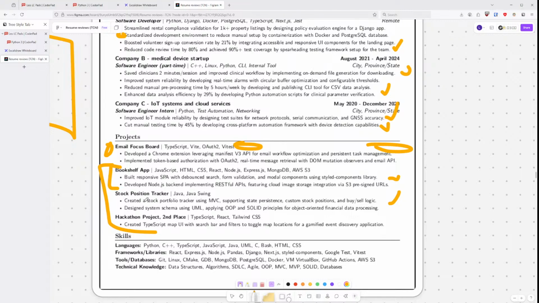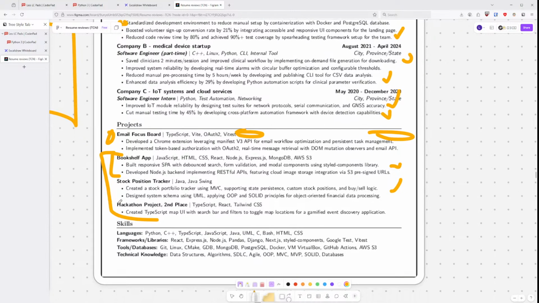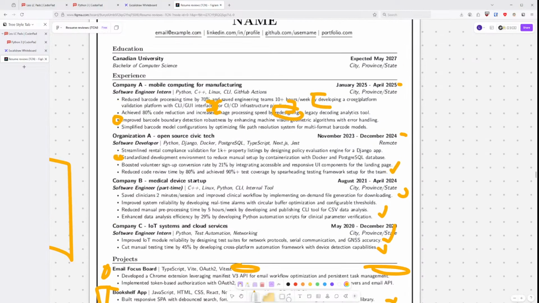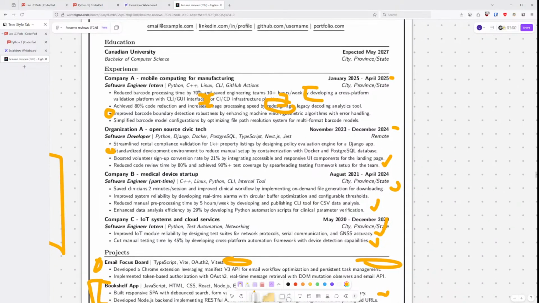What is this? What's the backend here? I don't see a backend, so that's your problem. This is a map UI with search bar filters toggle map. Okay, so this is also no backend. So you want backend, but you have 2 products here that have absolutely 0 backend. So that's a bit of a problem, right? So I would say that's an easy place to improve. All right, next.